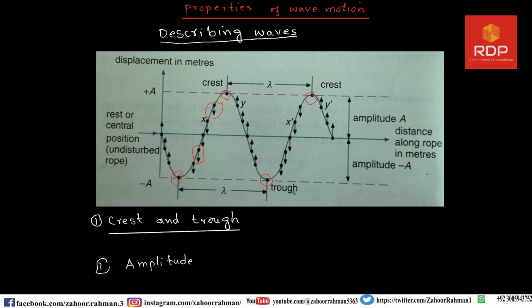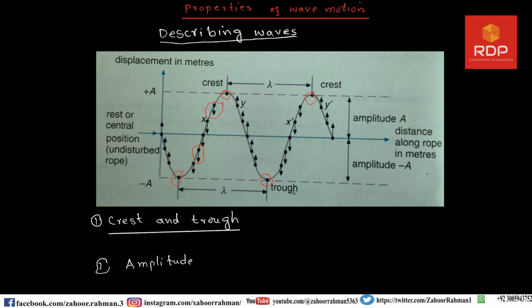Now let us turn our focus to crest and trough, because we are particularly dealing with the transverse waves, the rope waves. So we are writing crest and trough. So let us define. These are the high points and low points that characterize transverse waves only. What is for longitudinal waves? For longitudinal waves, the terms compression and rarefactions are used.